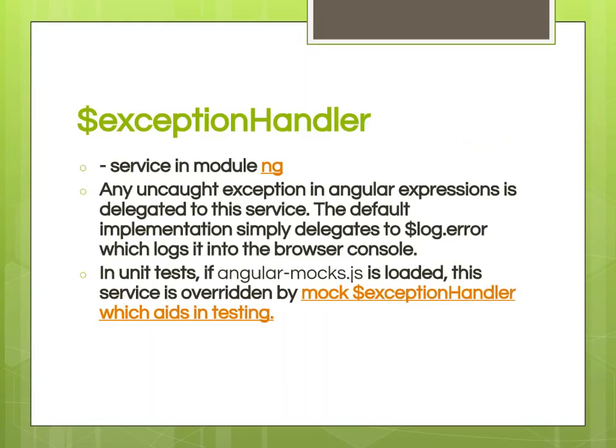So what happens is that this service catches every exception which is not handled by anyone. If there is any uncaught error, as we call it, it will go directly to the exception handler and get printed on the console. Why console? Because it's a default service, $log, $log.error, which gets into play and logs onto the console.